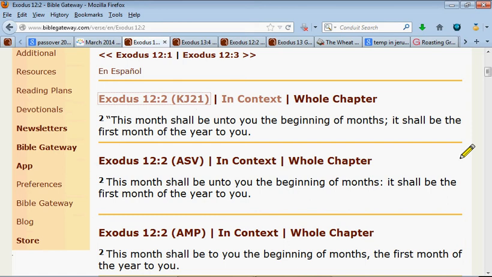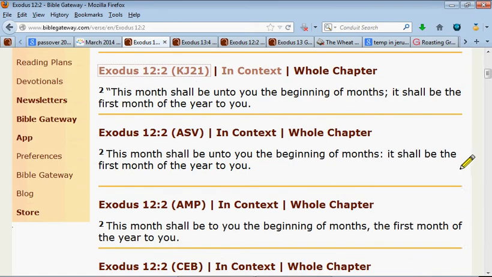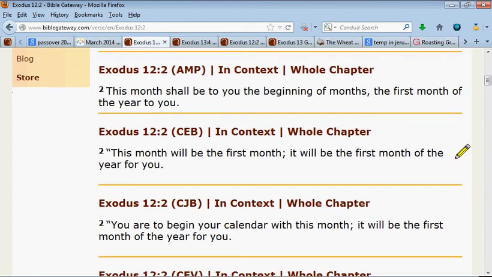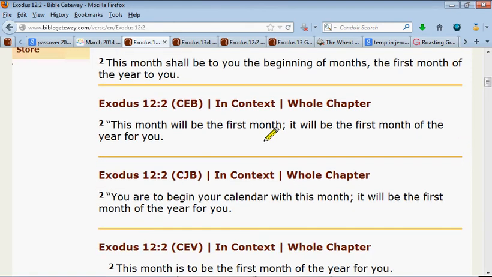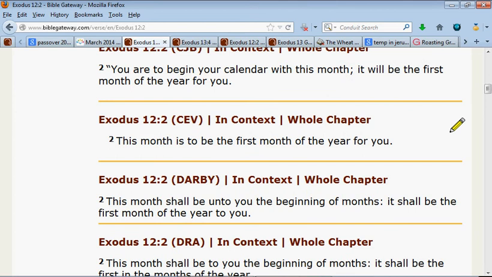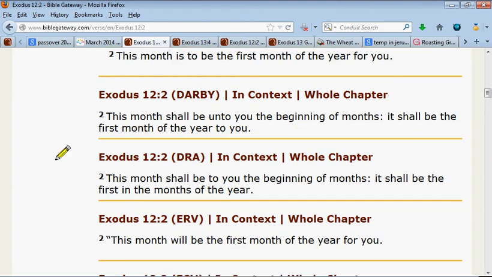the month to begin the months. It says, this month shall be the beginning of months, the first month to you. Beginning of months, and this is all from Exodus 12:2. This will be the first month of the year for you. A year doesn't change when they celebrate the first month. And it's associated with spring, which I'll prove to you later. It is the first month of the year.